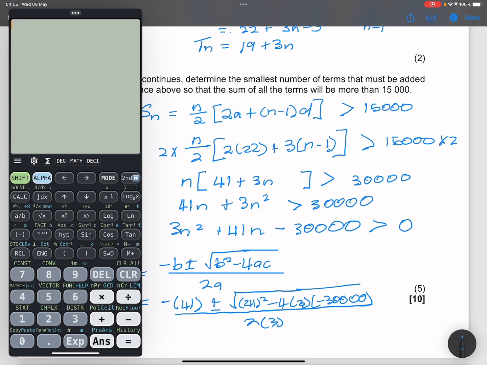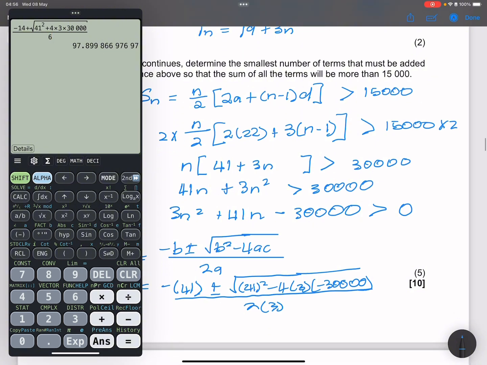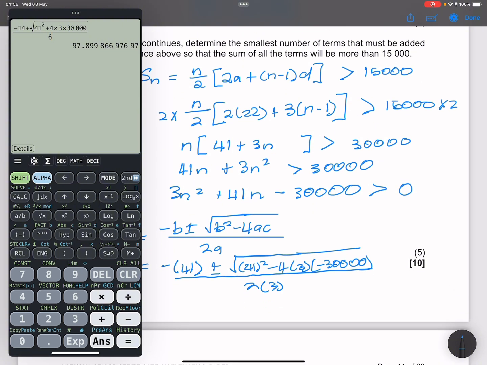So let's do this. Let's say negative 41, plus the square root of 41 squared. Negative times a negative will be a positive, so I'm just going to say 4 times 3 times 30,000, and this is divided by 6. So I get 97.89, right? Those are my critical values.